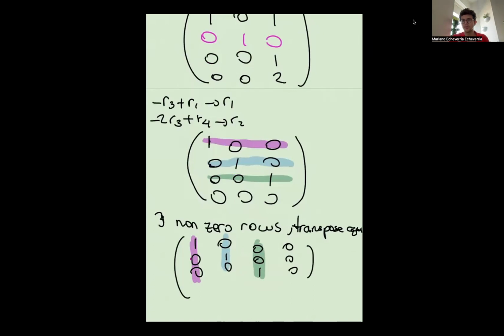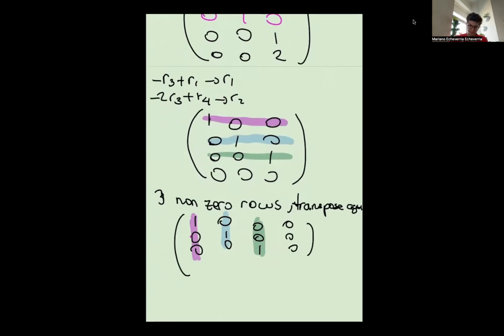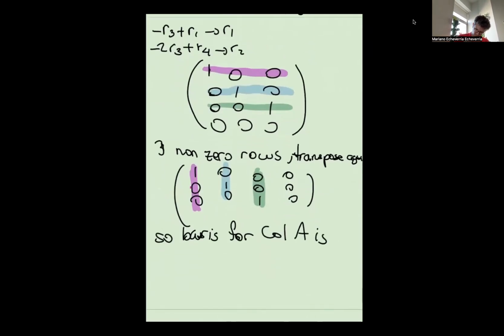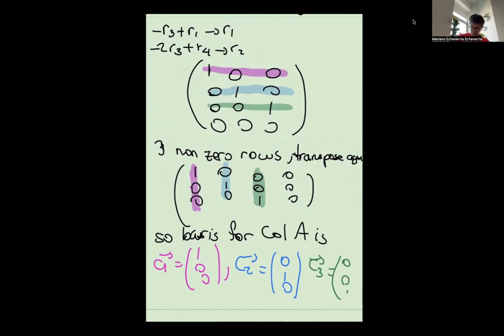So the basis for the column space is these 3 non-zero columns now. The basis for column space: column 1, which is 1 0 0, column 2, which is 0 1 0, and column 3, which is 0 0 1. Is that making sense?